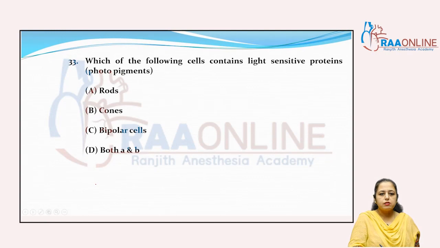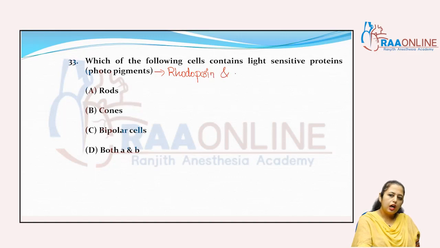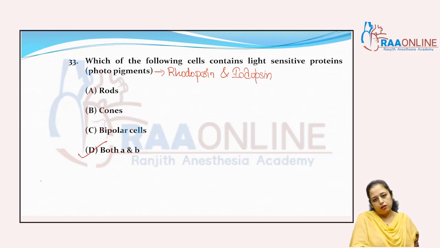Come to the next question, that is 33. Which one of the following cells contains the light sensitive proteins, that is photopigments? They are talking about rhodopsin and iodopsin, which are related with the rods and the cones, which are the photoreceptor cells, right? So the light sensitive pigment, the answer is D. Clear?